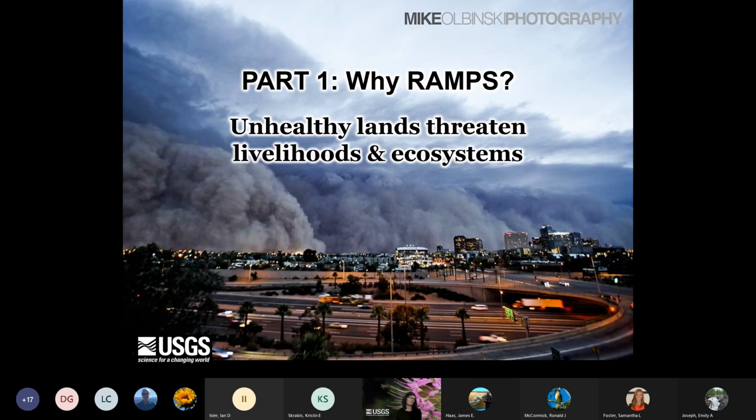And unhealthy lands threaten livelihoods and ecosystems. And this is a photo of a dust storm in Phoenix. I don't know if many of you know that Phoenix multiple times a year we'll get these dust storms. It's a combination of an interesting meteorological phenomenon, but also degraded lands that used to be cotton farms but are now left open and bare.